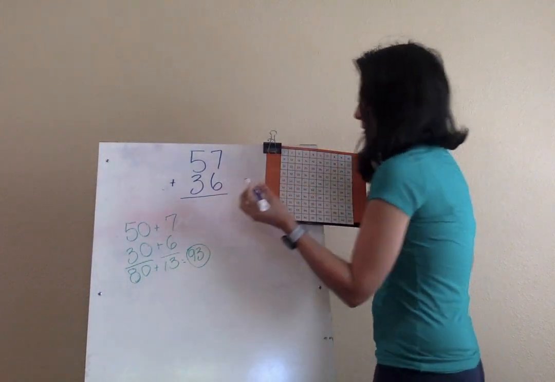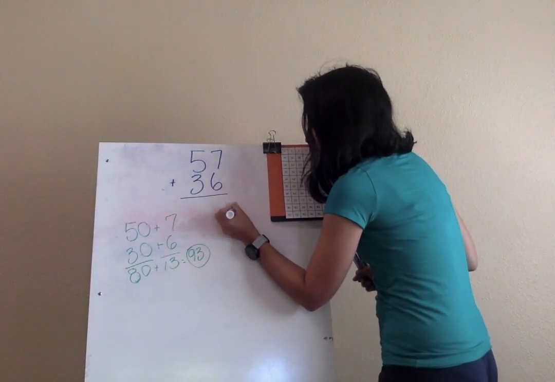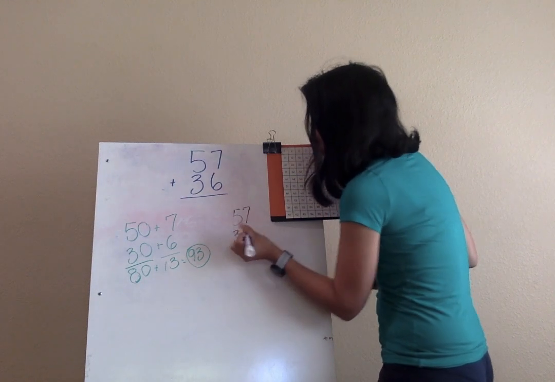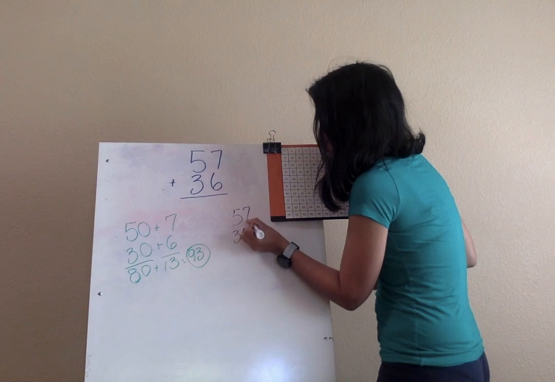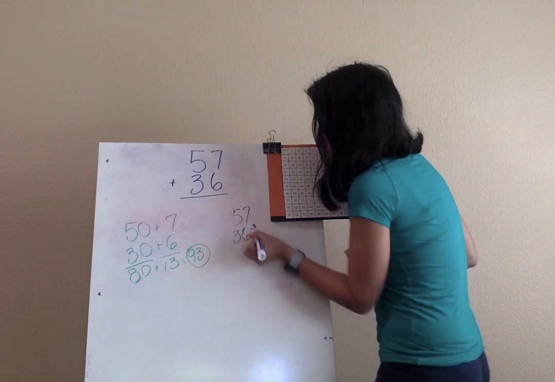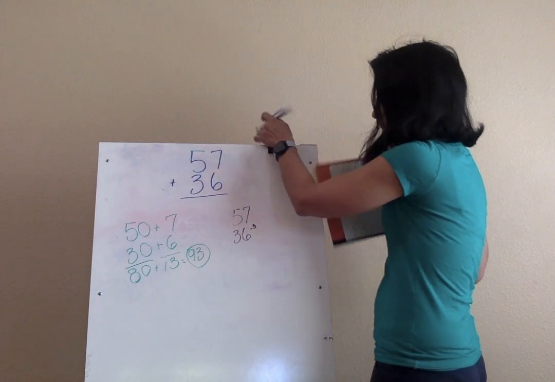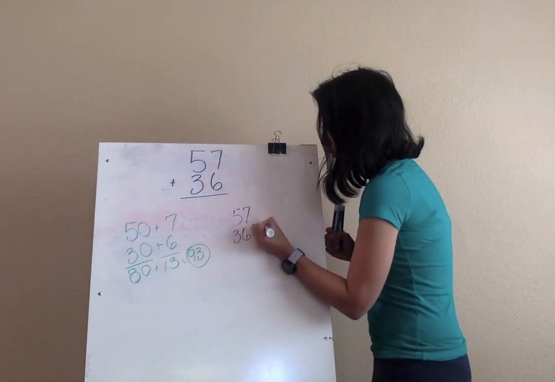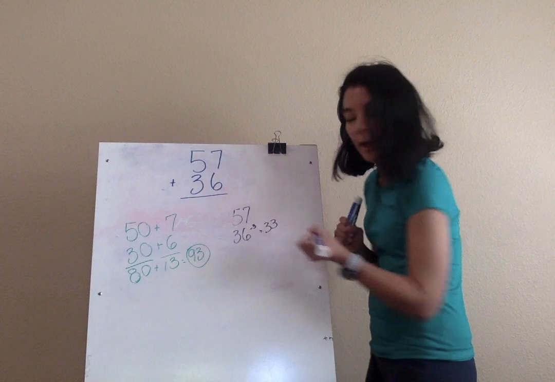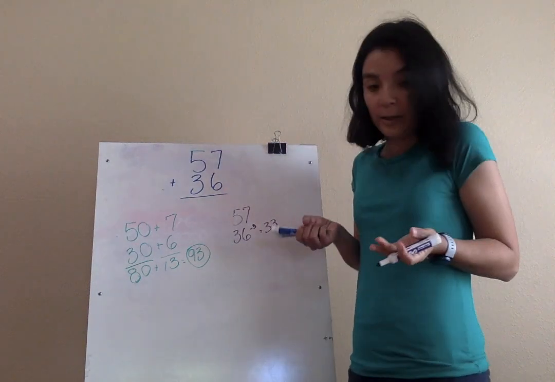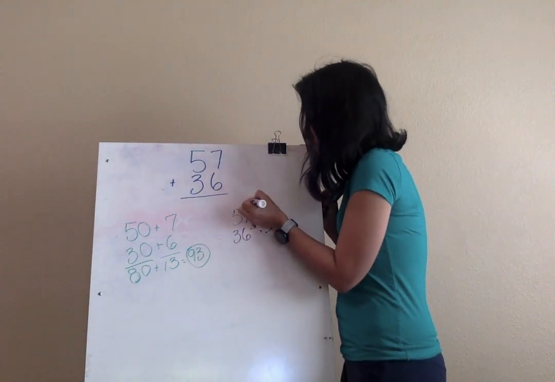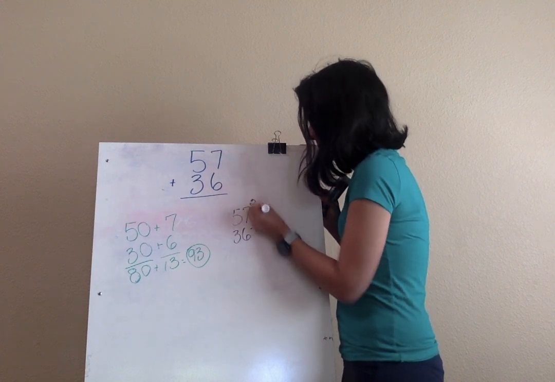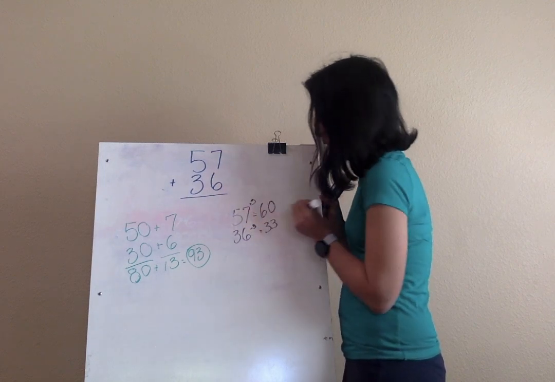Oh, that's an interesting strategy. So, my little cute dog, she said she's going to borrow 3 from 36. That means that 36 is going to turn into a 33. Okay, and what did you do next? What did you do with that 3? Oh, you added it to the 57. And my 57 became a 60.